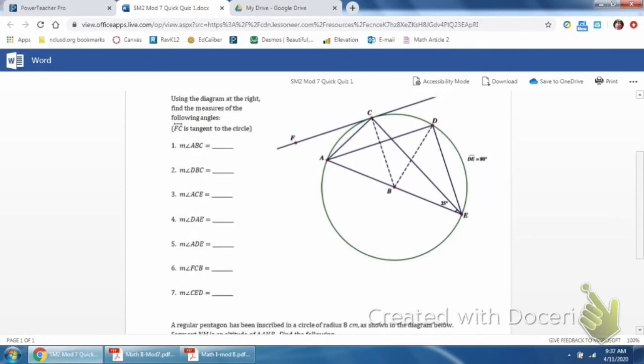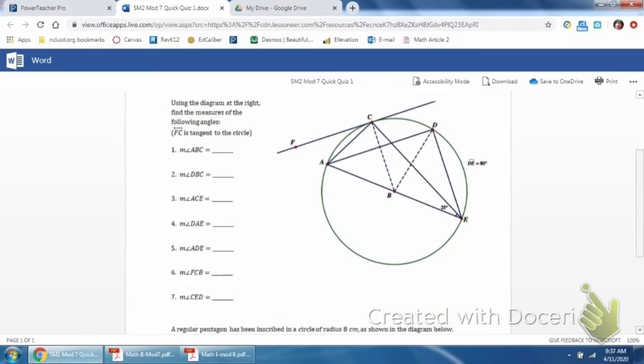Alright, and then 7, last one here. 7's asking for CED. So that's this angle there. Now we have an angle on the outside of a circle. So we've got to go backwards, use those endpoints, and connect them to the middle to make a central angle. And if you remember, this is angle DBC.